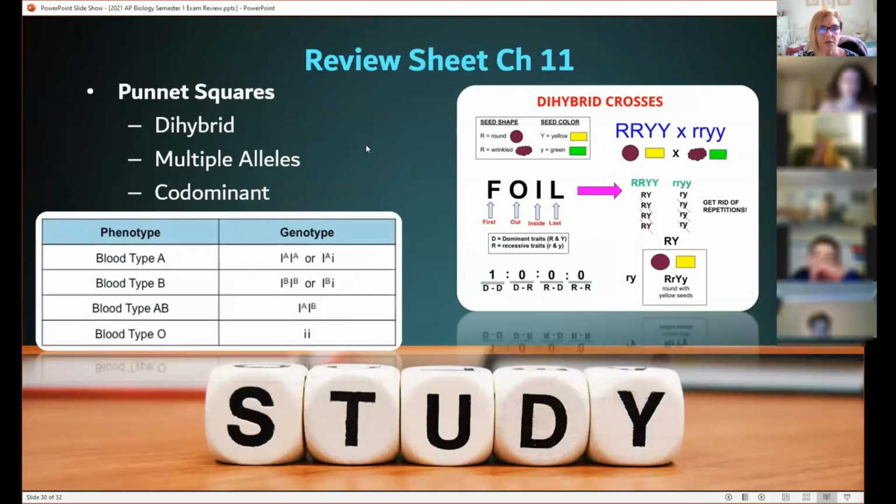So a dihybrid cross, remember to use the FOIL method. The first from both pairs, big R, big Y, within one parent. Outer, the outermost, big R, little y. Inner, the two inners, and last of each pair. So that one wasn't very difficult. I gave you a very simple one to do here.